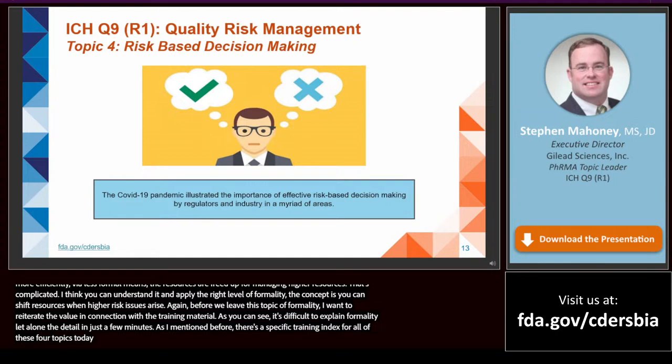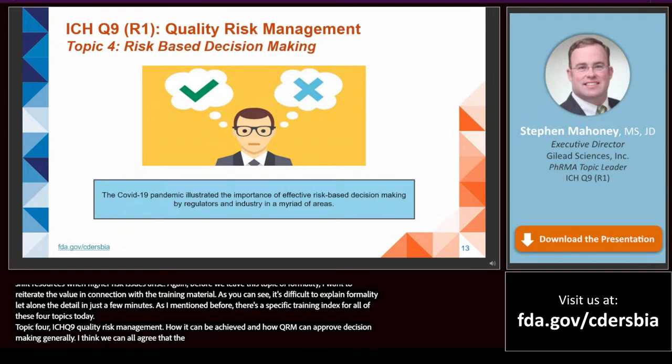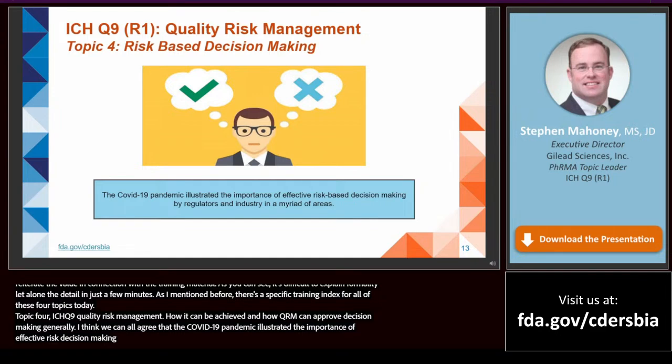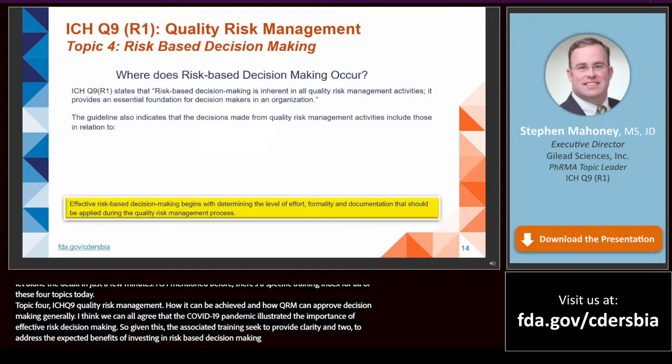Topic 4, risk-based decision-making. While ICH refers to decision-making, there's a lack of clarity in the original version of Q9 in terms of what good risk-based decision-making is, how it might be achieved, and how QRM may improve decision-making generally. I think we can all agree that the COVID-19 pandemic illustrated the importance of effective risk-based decision-making, both by regulatory agencies and the industry. And so given this, the revisions in ICH Q9 and associated training seek 1, of course, to provide clarity, and 2, to address the expected benefits of investing in risk-based decision-making activities.